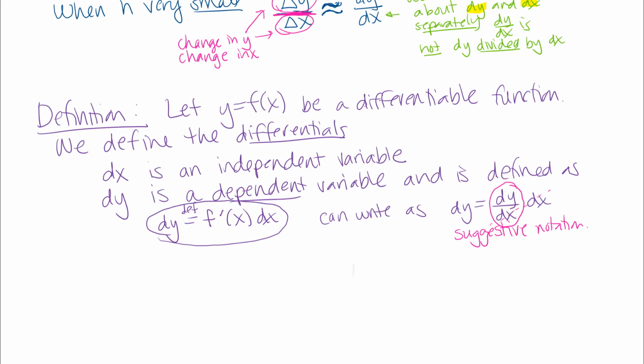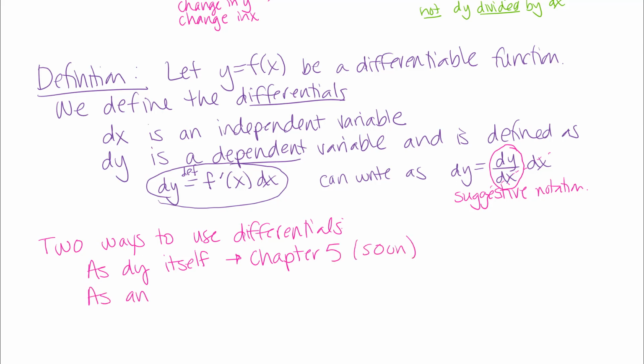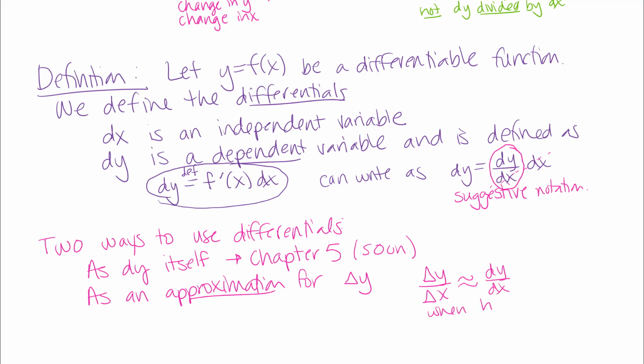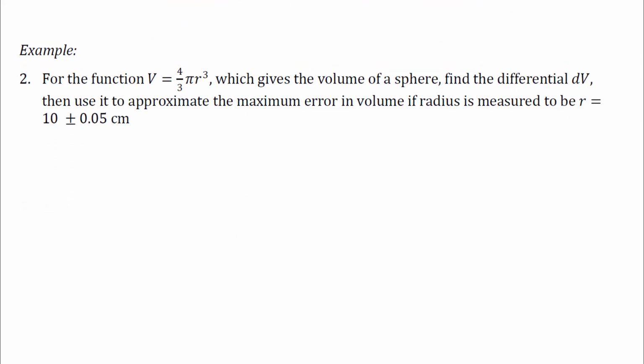So there are two ways that we will use these differentials. One of them, we will use dy by itself, and we will be working on that in Chapter 5, which we will be starting soon. And the other way that we will use that is as an approximation for an actual change in y. So we'll use the key idea that delta y over delta x is approximately equal to dy dx when the h is small. Okay, so that's how we're going to use that in this example here.